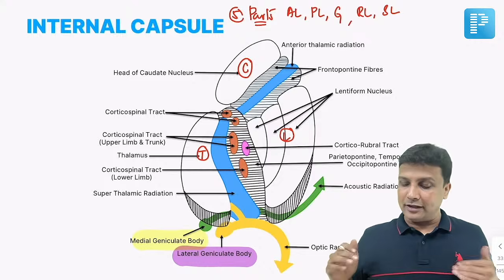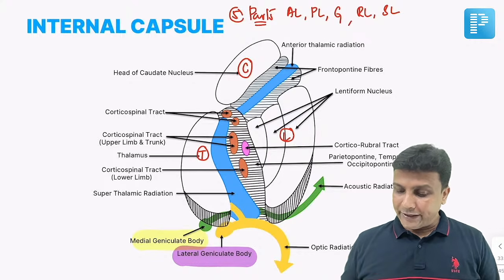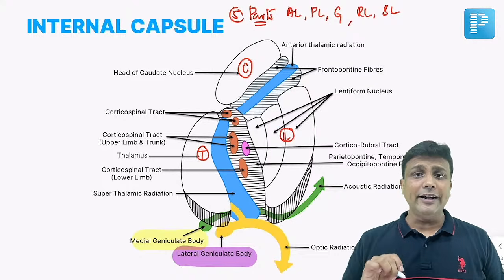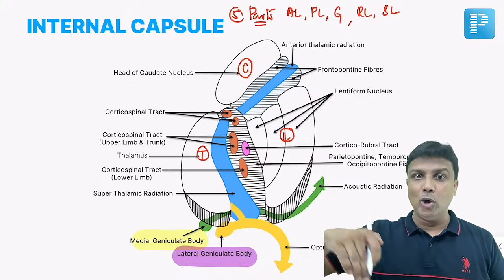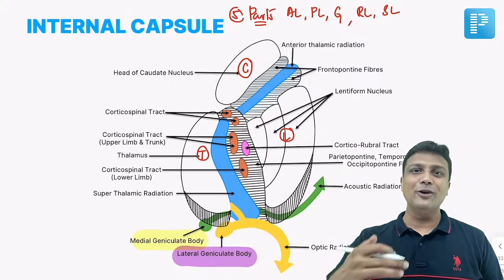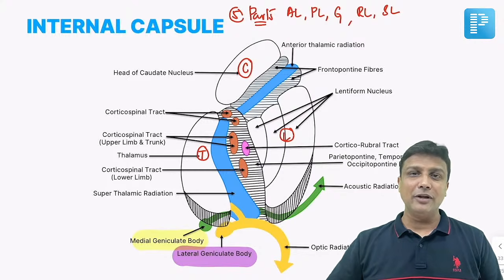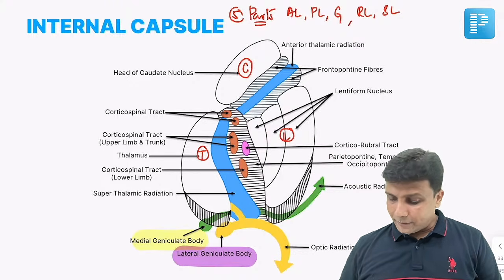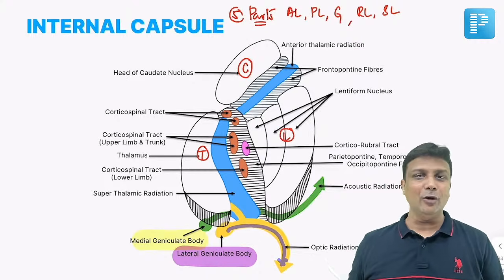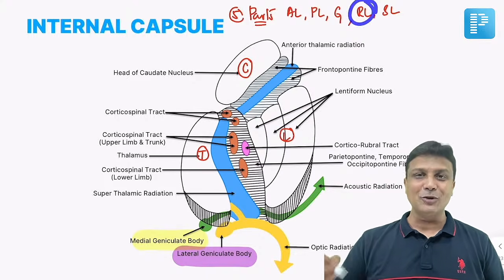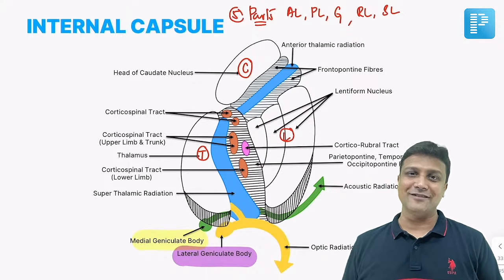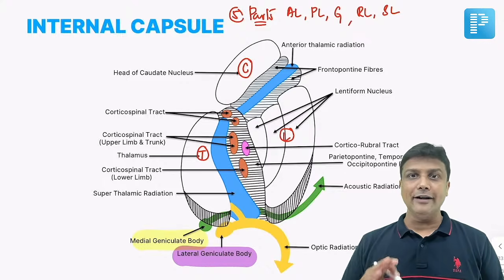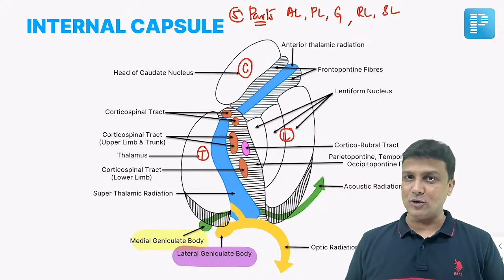Okay, and you can clearly see in our diagram here, the auditory radiations are going below the lentiform. So they are actually going through the sublentiform part. Whereas the optic radiations are going behind that one. So that is why they are passing through the retrolentiform part. So you got to remember all the tracts which are going to pass through the internal capsule here.